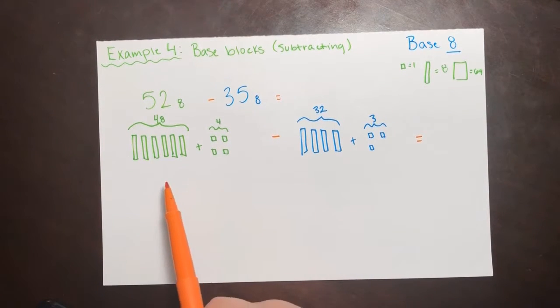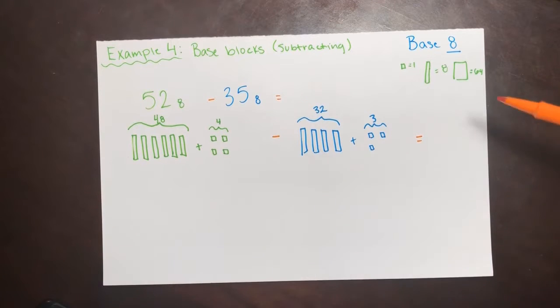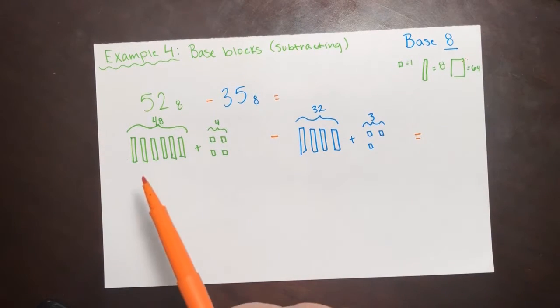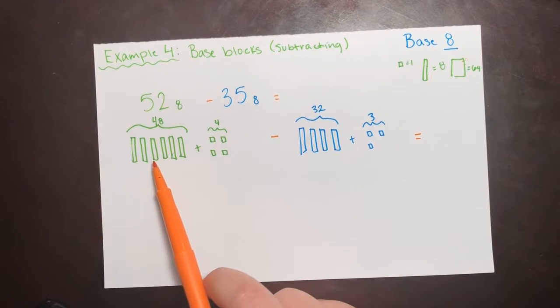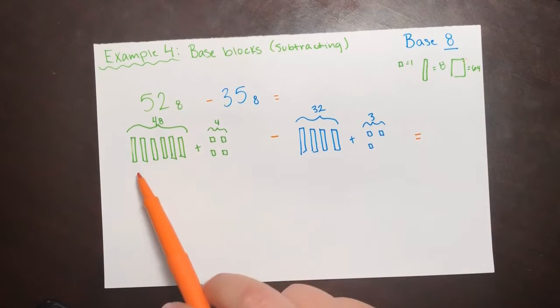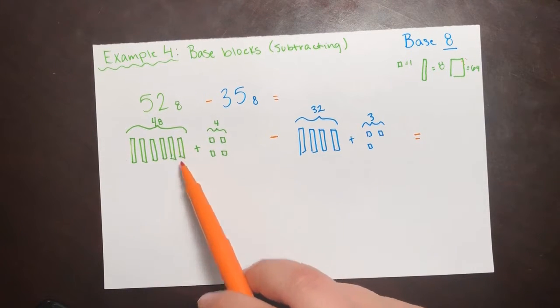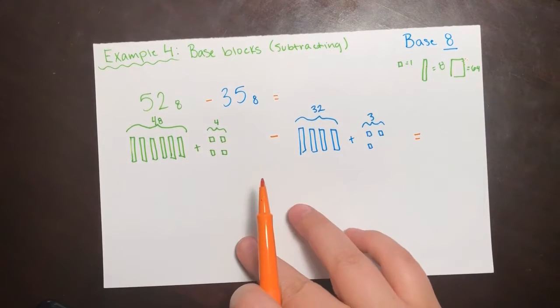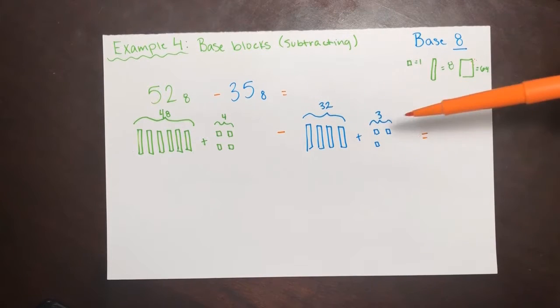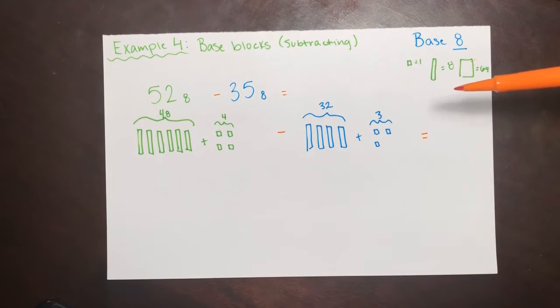We know that 8 can only go into, first of all, 64 can't go into 52. So we're not using any flats. So we know that 8 can go into 52 6 times, which equals 48. So we have 1, 2, 3, 4, 5, 6 rods plus 4, because there's 4 left over after that. And then for 35, 64 doesn't go into 35 either. So we need to do 4 rods, which equals 32, plus 3 left over.